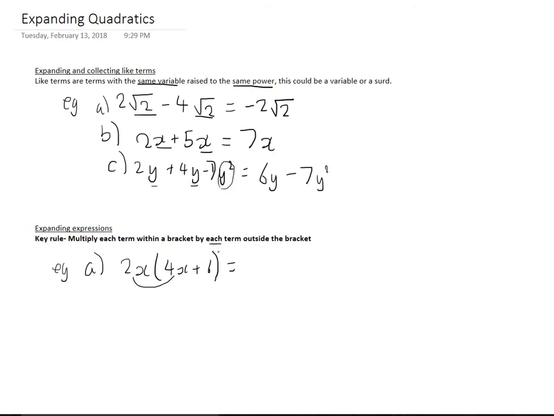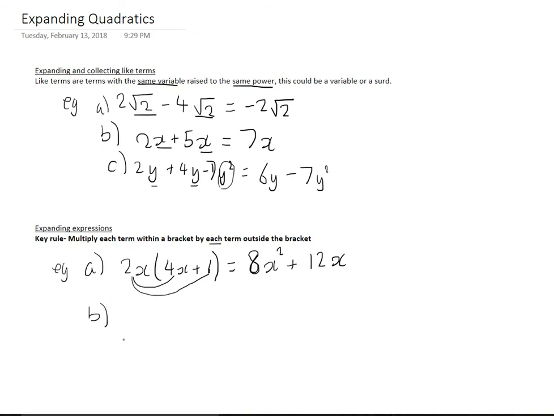Okay, so if you're just getting a hang of it again, it's good to do this. So 2x times 4x would be 8x squared, because they're multiplied together, they're not adding together. Okay, 2x times 6 is plus 12x. Okay, so that's expanding that bracket out.